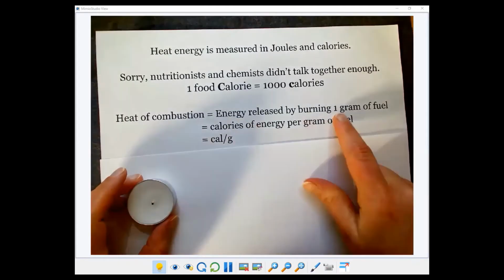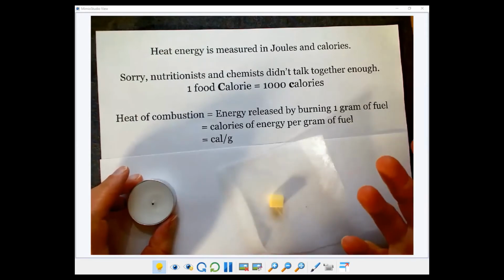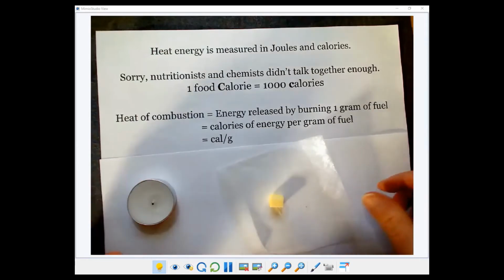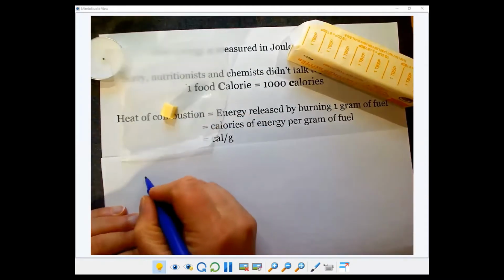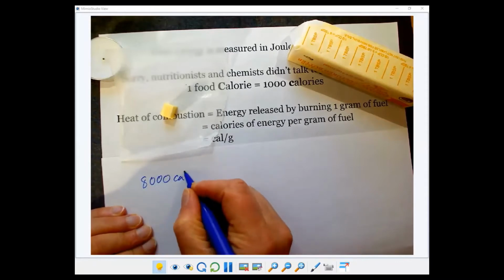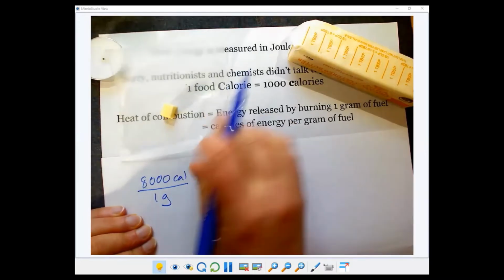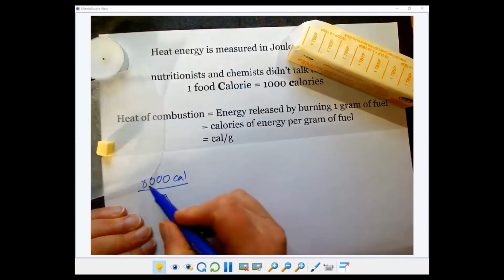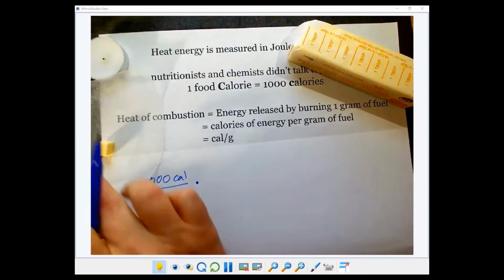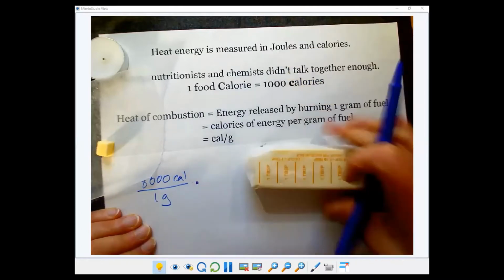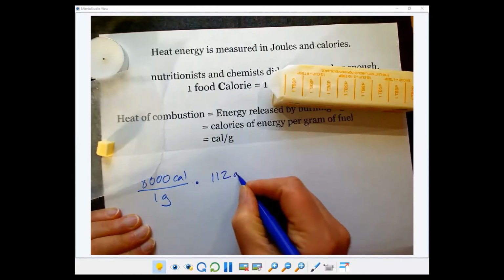If you know the heat of combustion, you know how much is in 1 gram, you can easily multiply to find out how many calories are in something that is a lot bigger. So let me just do that quick calculation. How many calories are in here? We have 8,000 calories, little calories, per 1 gram. That's the heat of combustion of this butter, 8,000 calories in 1 gram. And then we want to know how much is in this big stick of butter, which is 112 grams.